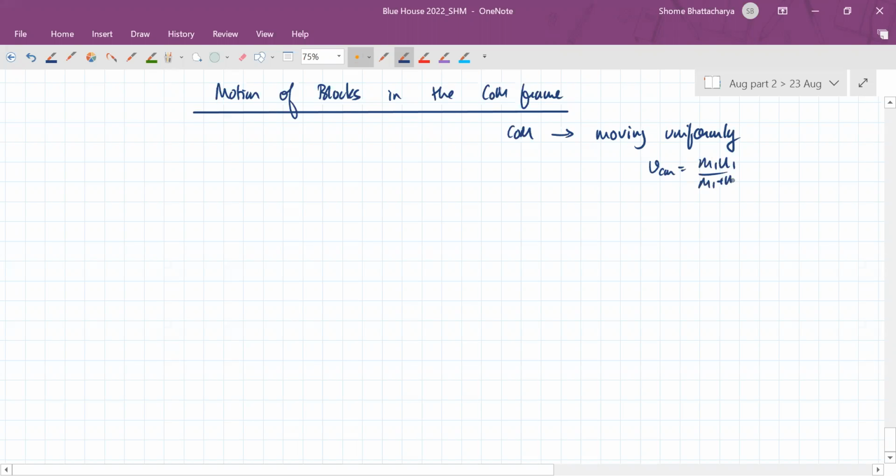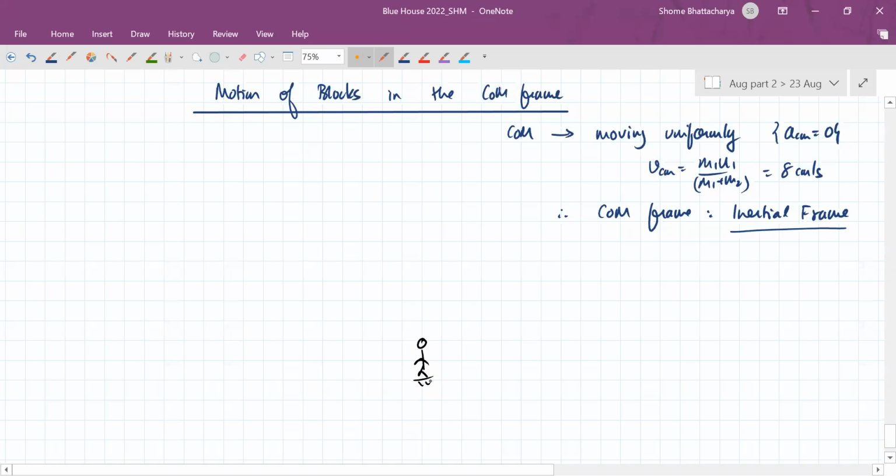This velocity it is moving with, which we had worked out to be 8 centimeters per second earlier. Its acceleration is 0. So therefore, the center of mass frame is an inertial frame. It is not a non-inertial frame. For pseudo force and non-inertial frame, the frame should have non-zero acceleration with respect to the ground. Remember that thing? Okay. So now our observer, just imagine he's running along with the center of mass. So this is the center of mass frame, which is an inertial frame, though it's not a stationary frame with respect to ground.